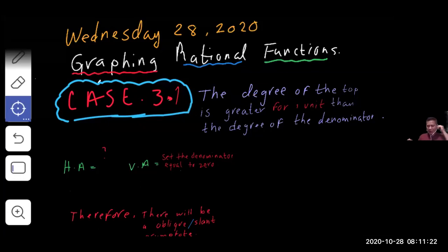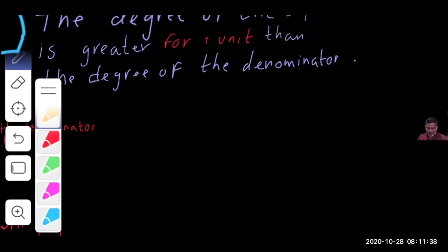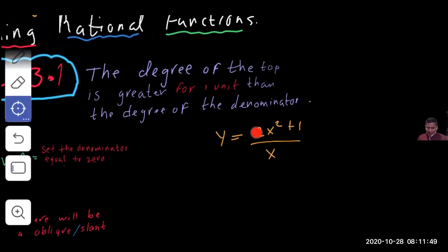Okay, what is the case 3 about, guys? The case 3 is when you have the degree of the top, I mean the degree of the numerator, greater by 1 unit than the degree of the denominator. What do I mean with that? Let me explain that. Let's put an example here. y equals 2x squared, for example, plus 1 over x. Take a look that in this case, guys, the degree of the top is greater, right?